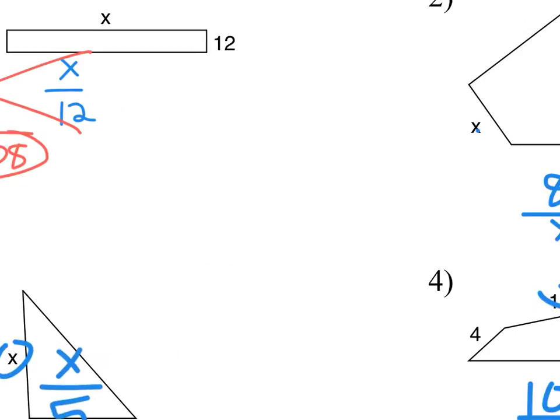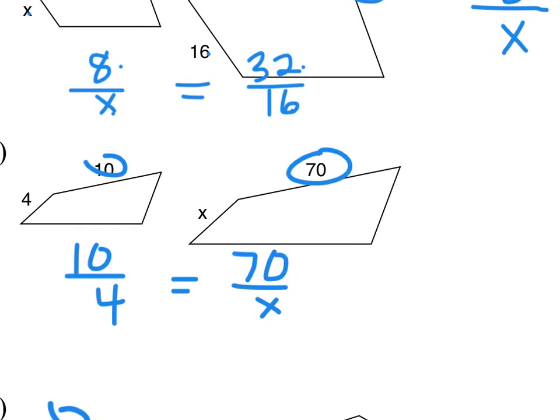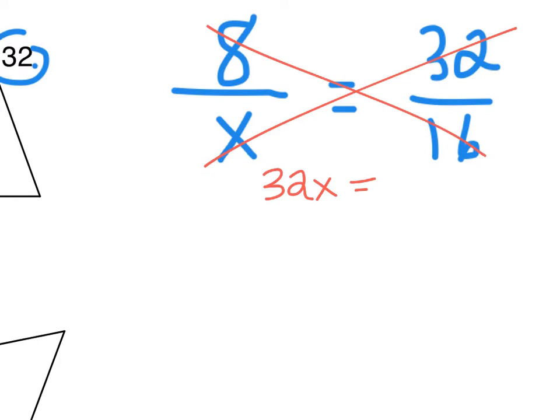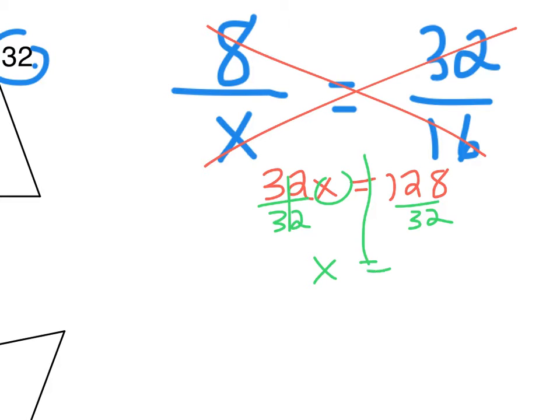Okay, let's go to this one. I wrote it right here. 32x equals 8 times 16, 128. I'm not done yet because my x is not isolated. So divide by 32, divide by 32, 1x equals 4.